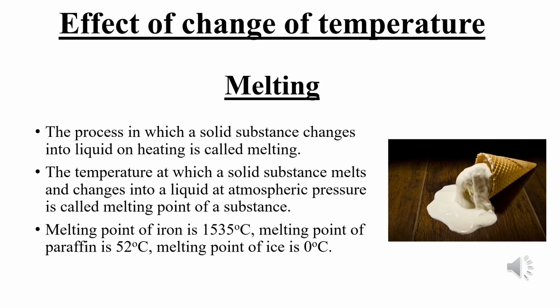Now when we talk about different substances, as you all can see on the screen, different substances have different melting points. For example, melting point of iron is 1535 degrees Celsius. Melting point of paraffin is 52 degrees Celsius. And melting point of ice is 0 degrees Celsius.